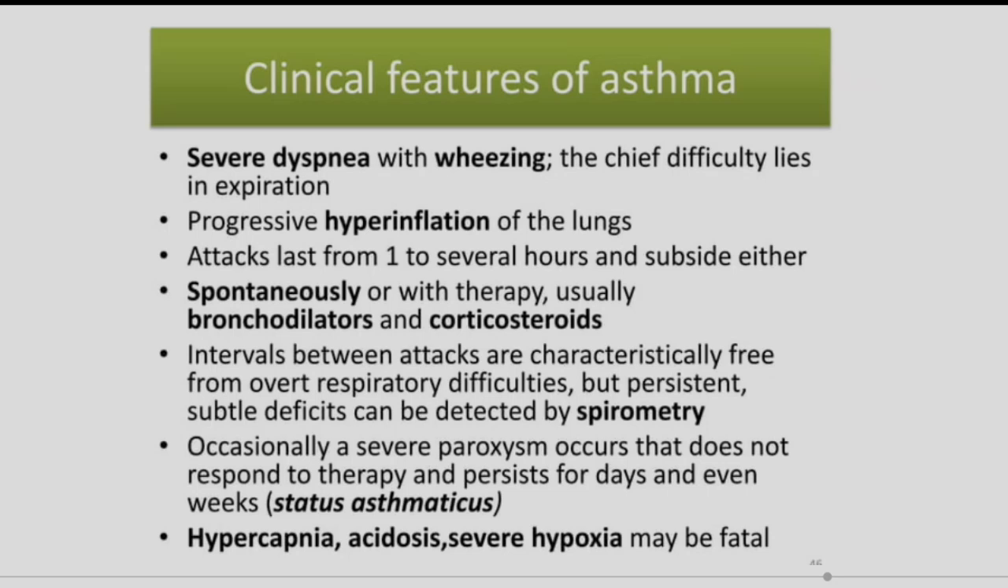It is episodic, spontaneously or with therapy, usually bronchodilators and corticosteroids. We usually suggest these people use bronchodilators or corticosteroids. Bronchodilators work on the bronchospasm, and corticosteroids try to reduce the inflammation. Spirometry can detect asthma. Occasionally, a severe paroxysm occurs that does not respond to therapy and persists for days and even weeks.